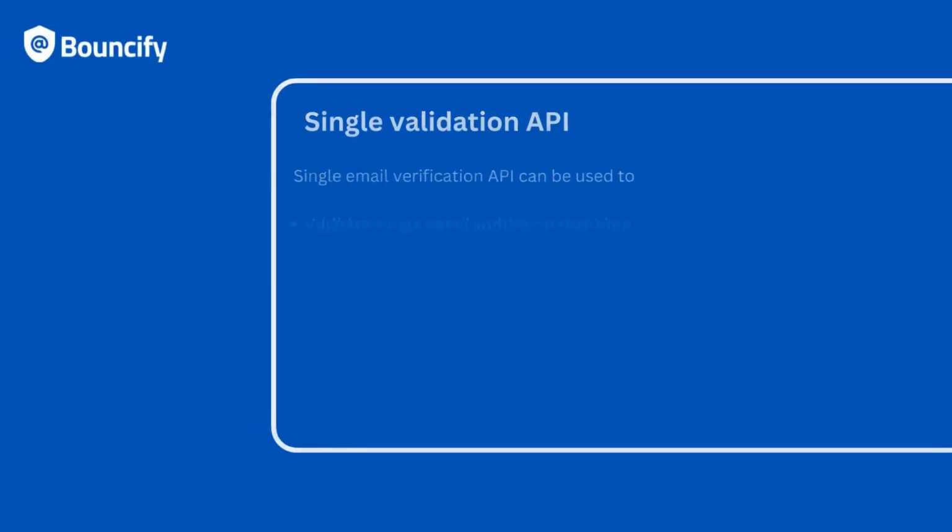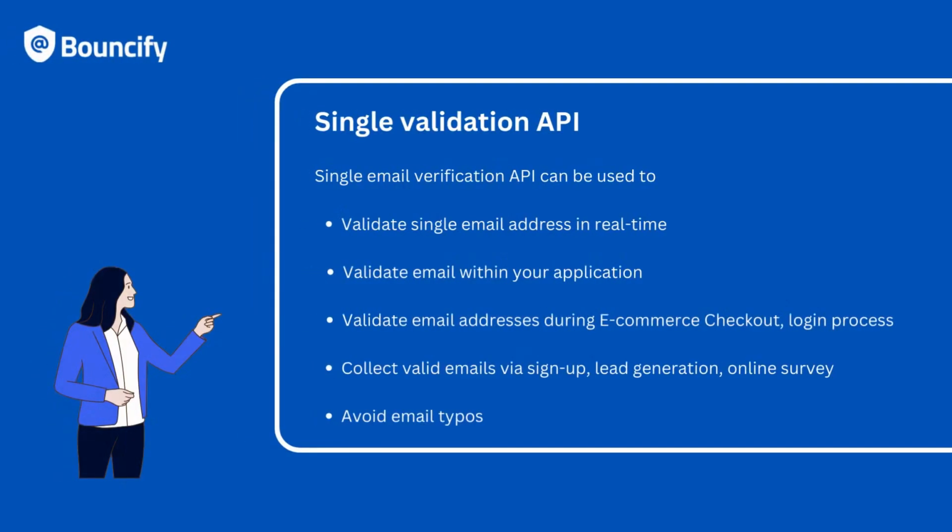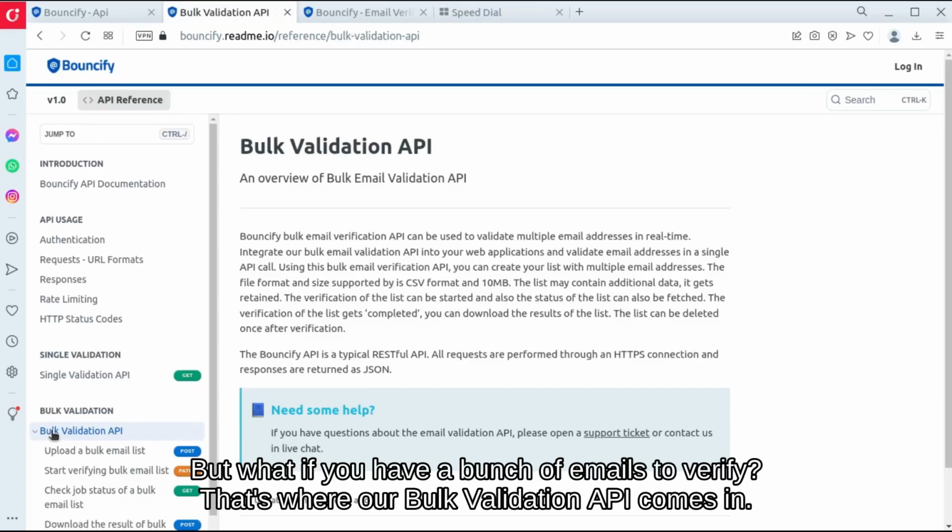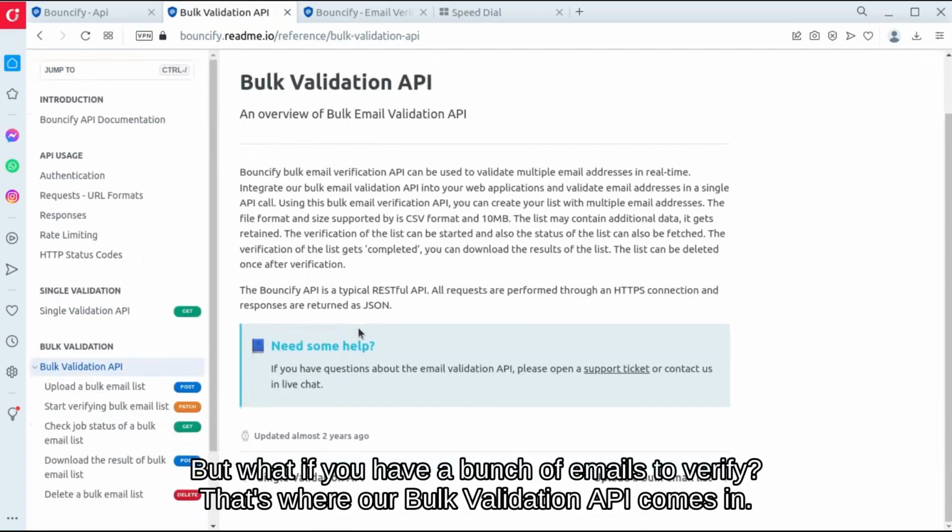Single Email Verification API can be used to validate a single email address in real time. Validate email within your application. Validate email addresses during e-commerce checkout and login process. Collect valid emails via sign-up, lead generation, and online survey. And avoid email typos. But what if you have a bunch of emails to verify?